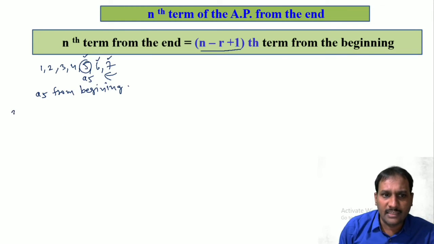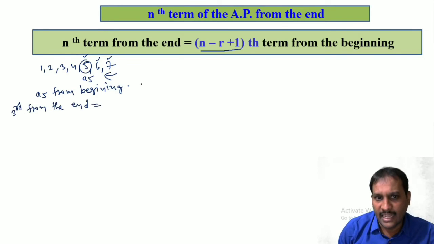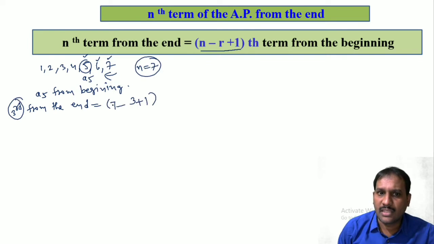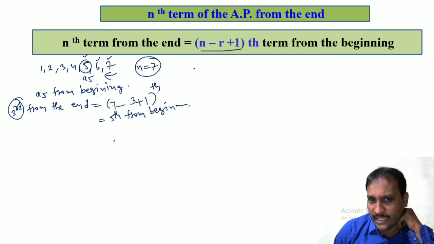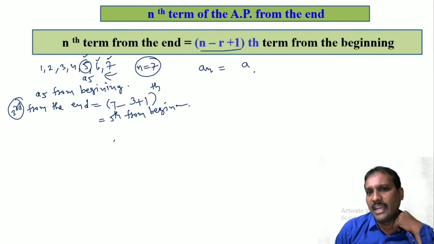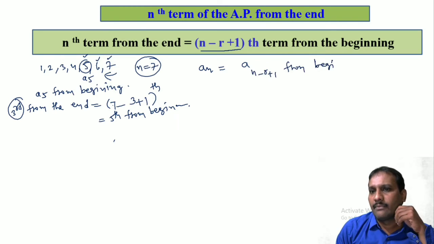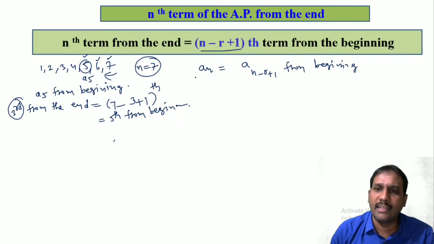Now if I want the third term from the end, what is the formula? n is how many numbers are there, 7, minus r. Which term do we want? Third term. Minus 3 plus 1. So 7 minus 3 is 4, 4 plus 1, 5. So fifth term from the beginning. So if you want to find the rth term from the end, it will be the n minus r plus 1th term from the beginning. Okay, if we do one problem, you will understand it clearly.